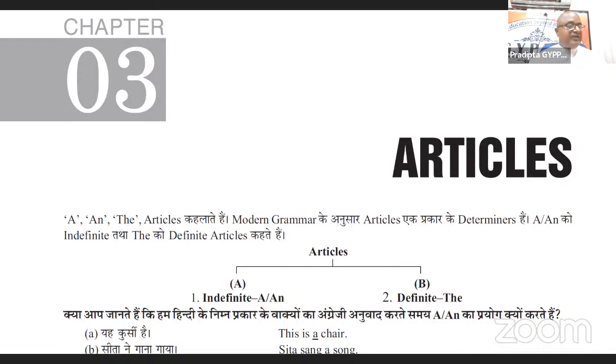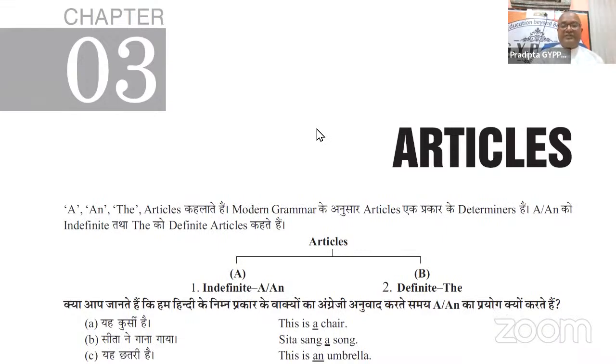Similarly, we have another determiner called articles. Articles are also called mini determiners. Write down. Articles are also known as mini determiners. Why mini determiners? There are only 3 words in this family. These are all. And the 3 words are a, an, and the. That's it. And they are responsible to determine something.